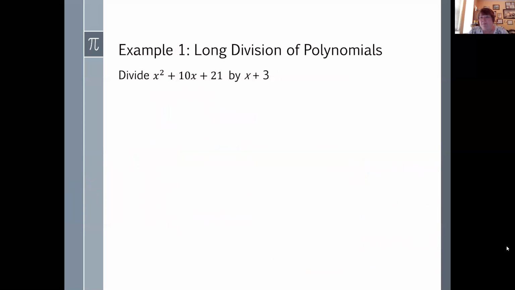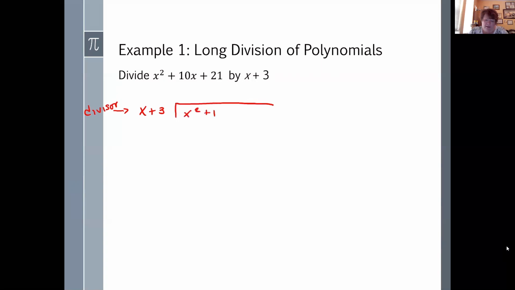All right, so how do we apply this to long division in polynomials? So now we're dividing x squared plus 10x plus 21 by x plus 3. Well, you set it up exactly the same way. So my divisor is x plus 3. My dividend is x squared plus 10x plus 21.